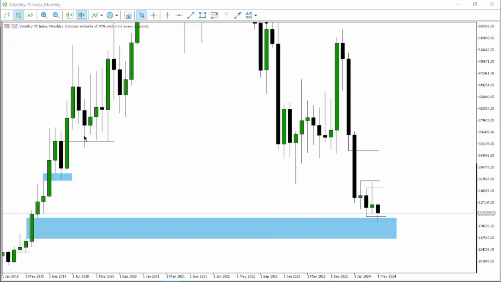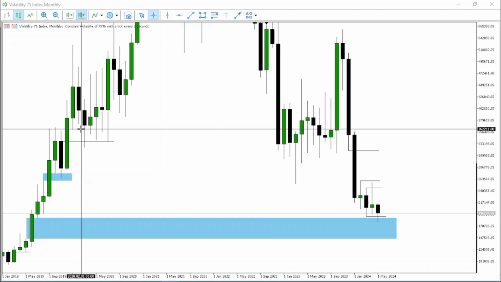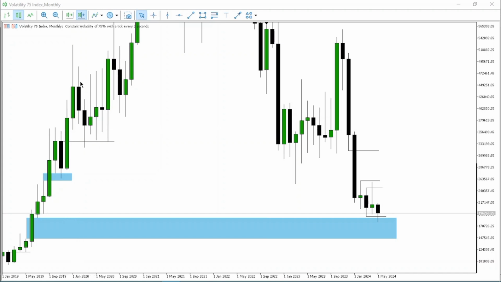And I guess there was a bit of a fair value gap here, but in any case, you see how price finds support on that order block, because now we have bearish order flow.